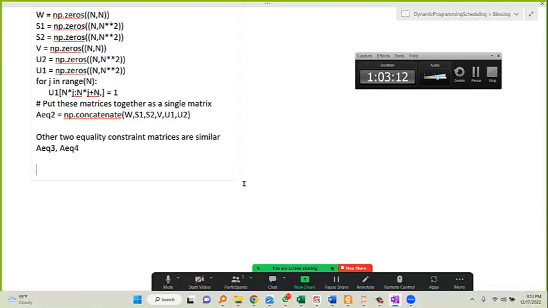And then the total equal will be equal to np dot concatenate. And this will be A equal 1, and you bring all four matrices and put them together: A equal 3 and A equal 4. But this time you're going to put them on top of each other, so you say axis equals 0. So this is another way of creating the equality matrix. And the advantage of this way is it's much easier to verify.